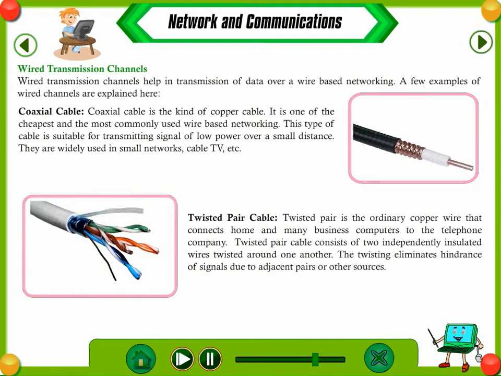Twisted pair cable. Twisted pair is the ordinary copper wire that connects home and many business computers to the telephone company. Twisted pair cable consists of two independently insulated wires twisted around one another. The twisting eliminates interference of signals from adjacent pairs or other sources.